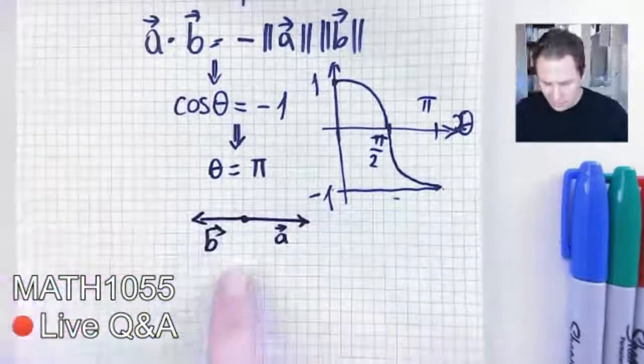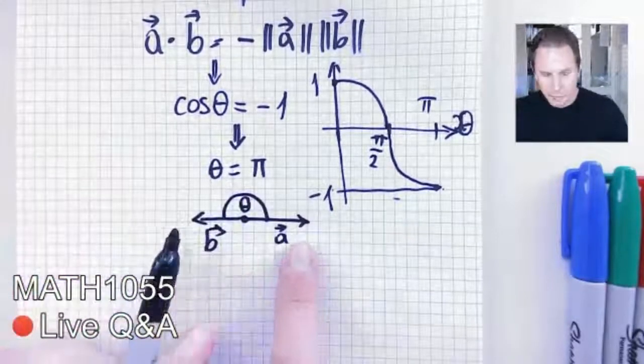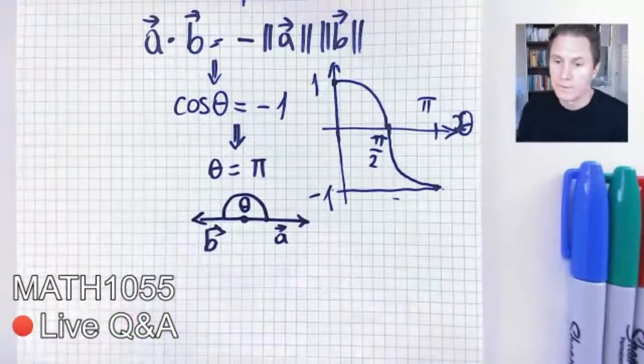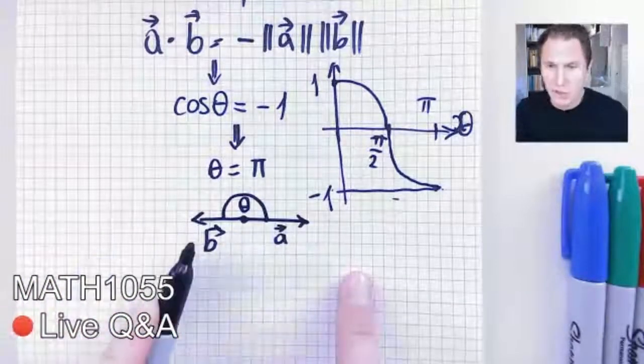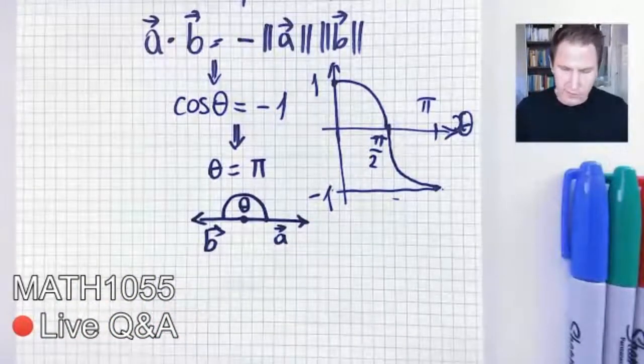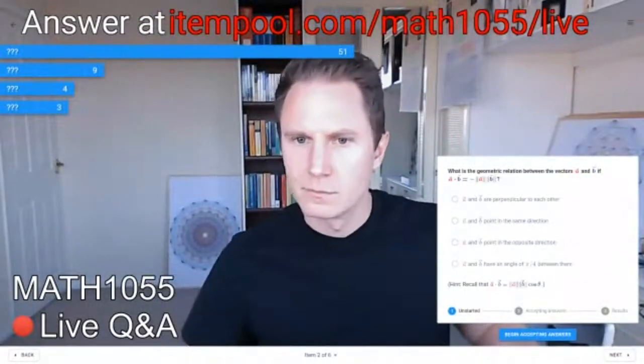So these two vectors could be like this. This would be our theta, and as you can see, this means that they point in the opposite direction. They are parallel to each other, but they point in the opposite direction, and that is important when it comes to vectors. Okay, let's move on to the next question.